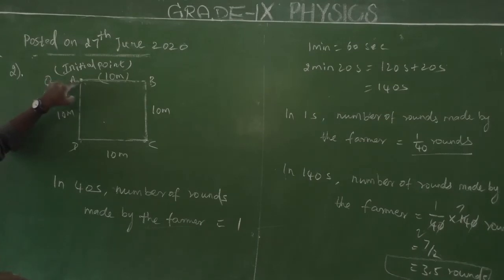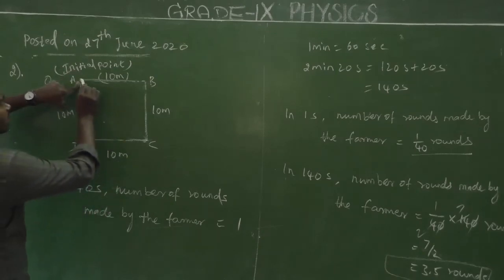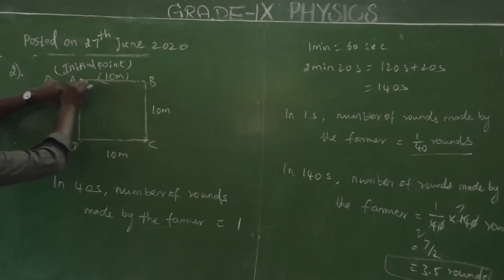So this is the initial point of that farmer. Here the farmer moves through the sides of a square field. Which means the farmer moves through B, C, D, and again comes to position A.